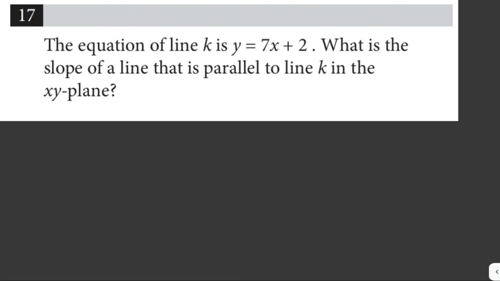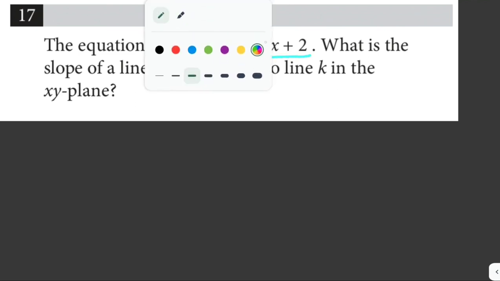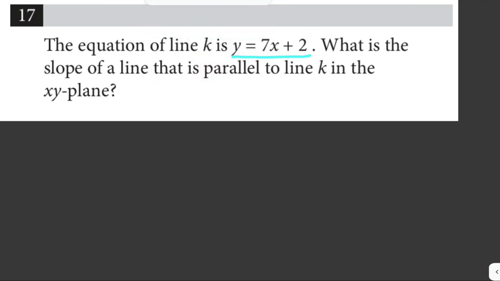Right, let's solve this problem here. The equation of line K is y equals 7x plus 2. What is the slope of a line that is parallel to line K in the xy plane? So when two lines are parallel, that means their slopes are also equal. So that means the slope of that line is also equal to 7.